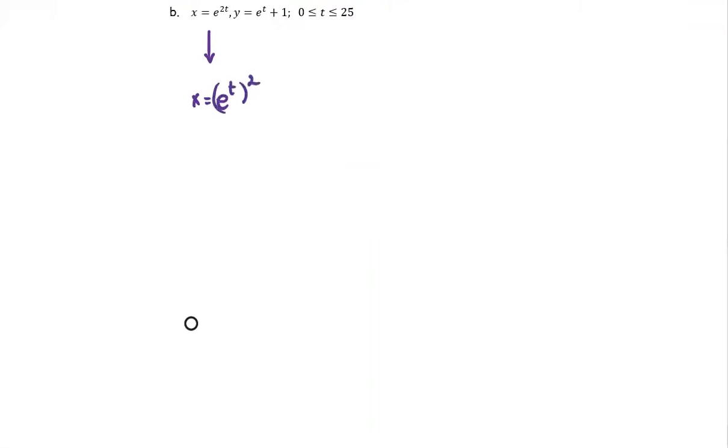And next example, we have x equals e to the power 2t and y equals e to the t plus 1, t from 0 to 25. These two equations are in the exponential term. For the e to the power 2t, you can see this as e to the t to the power 2. And that means it's more convenient to work on the function y as e to the power t plus 1, if we can rewrite y in terms of e to the power t, so we can replace it into the x equation.